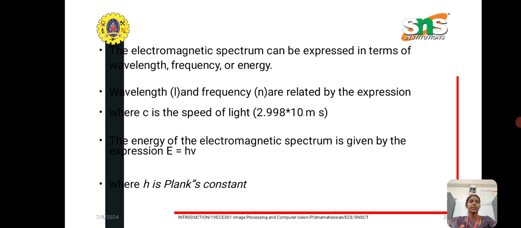The electromagnetic spectrum can be expressed in terms of wavelength, frequency, or energy. The wavelength and frequency are related by an expression where c is the speed of light, 2.998 into 10 to the power of 8 meters per second. The energy of the electromagnetic spectrum is given by the expression E equal to h into v, where h is Planck's constant.